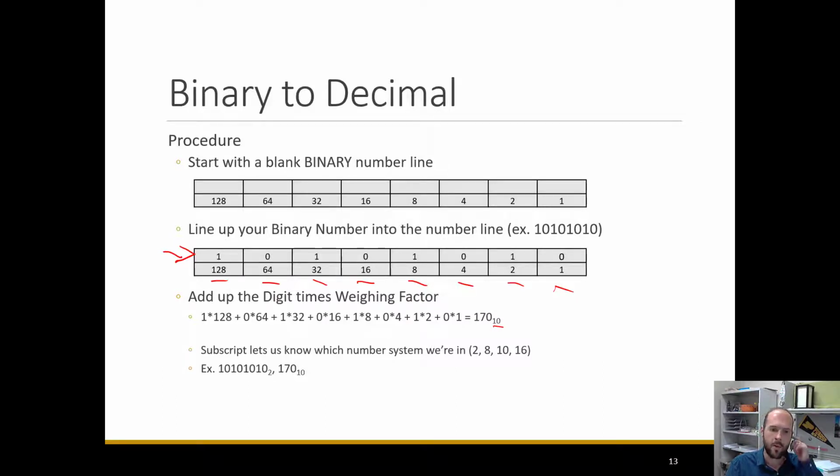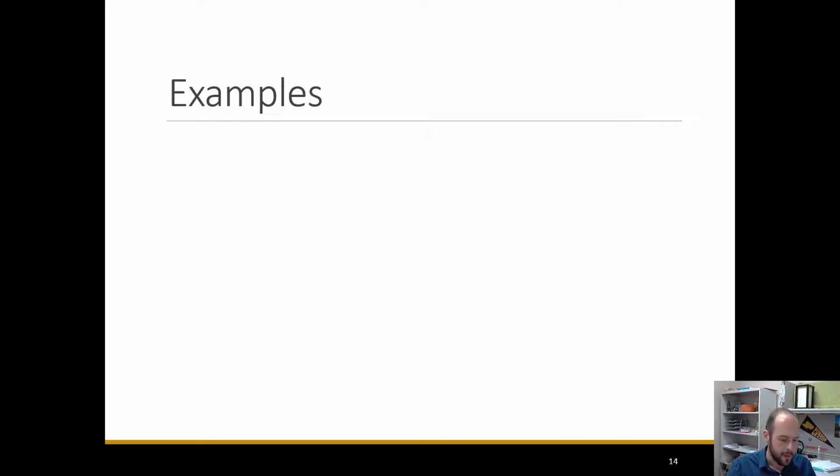So it's important when we're working in number systems to mark our numbers with a subscript so that we can know what those numbers are. So we had a subscript 2, we had a subscript 10, for example. So let's look at just another couple examples just to make sure we're on the same page here.